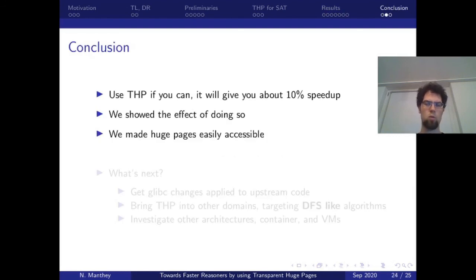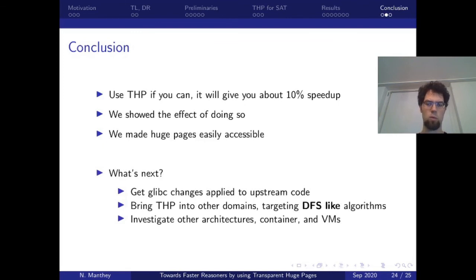If you can choose, you should use transparent huge pages because it gives you a speedup of about 10% compared to what you have at the moment. This work showed the effect of actually doing so for SAT solvers and related tools. And furthermore, we made using huge pages easily accessible. It only requires compiling your tool one more time in a Docker environment with a modified glibc.